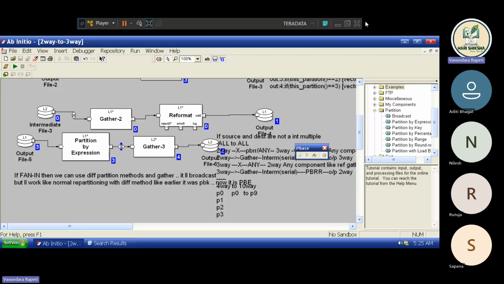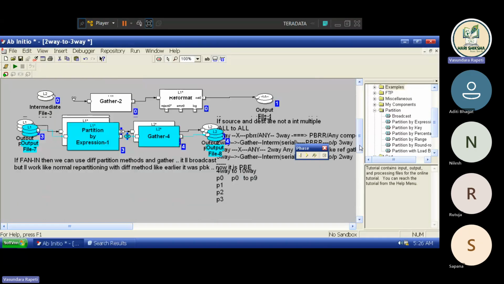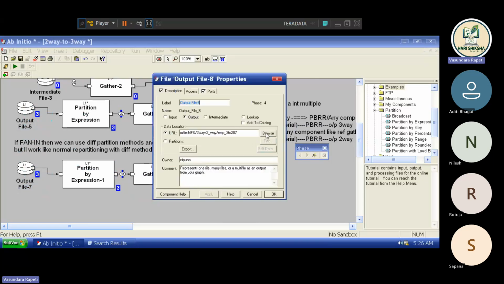Then yeah, this is all about repartitioning. This repartitioning was an important concept. If it is fanning in, then we can do all this. For fanning out also we tried, but it was not working. It was broadcasting only. Fanning out means three-way to four-way, but three-way to two-way is fanning in. Let's see one more time. I have missed something. Then quickly we will check, and then that's enough for repartitioning practice. We will move to performance tuning now.